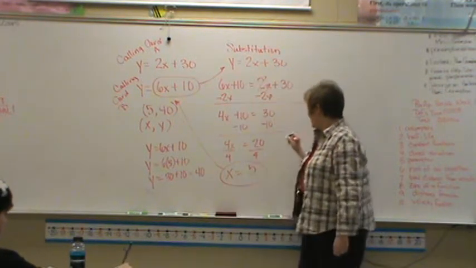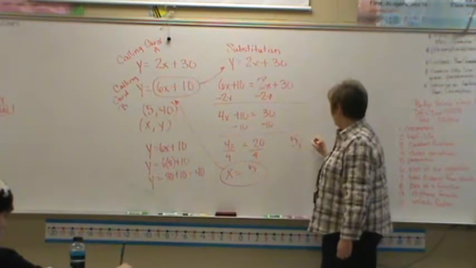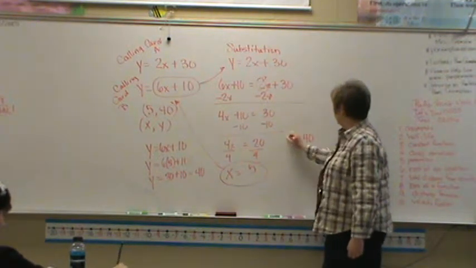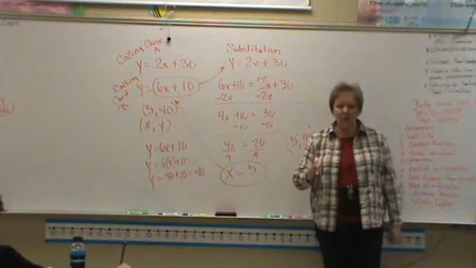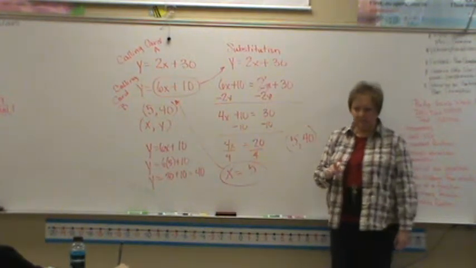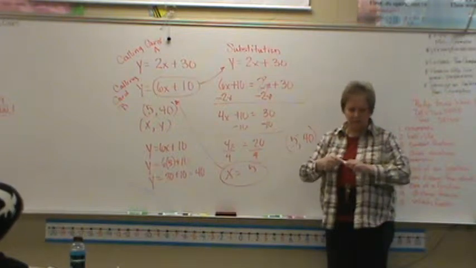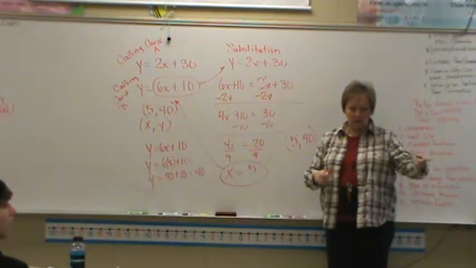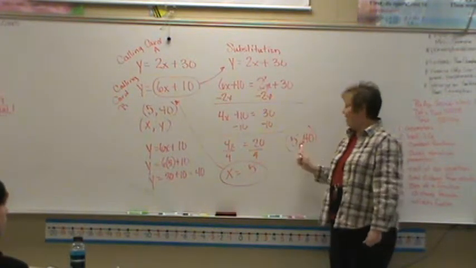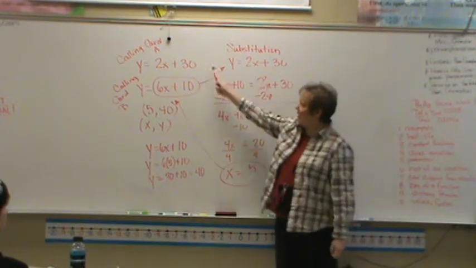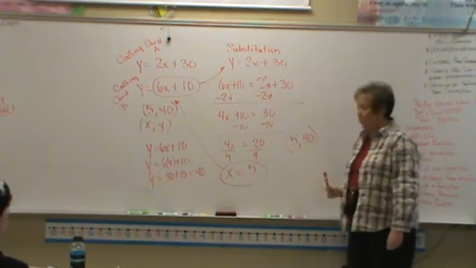Did we get the same ordered pair from yesterday? Yeah. We did. Now, what did that ordered pair mean? That was something we kind of looked at yesterday and we talked about a little bit. At 5 minutes, the calling cards both cost 40 cents. Very good. At 5 minutes, both calling card A and B cost 40 cents.